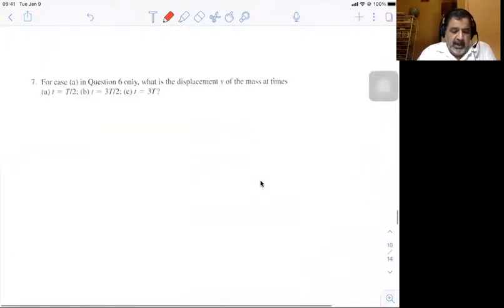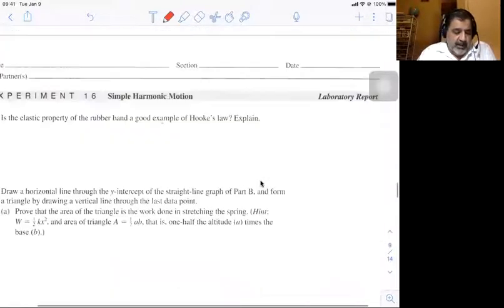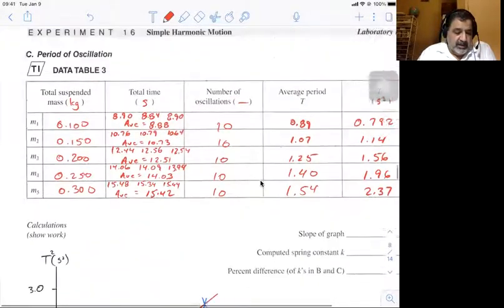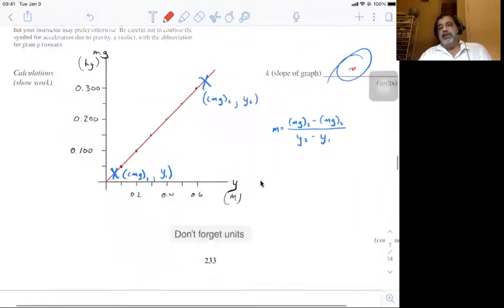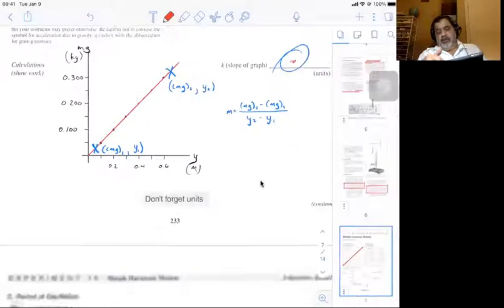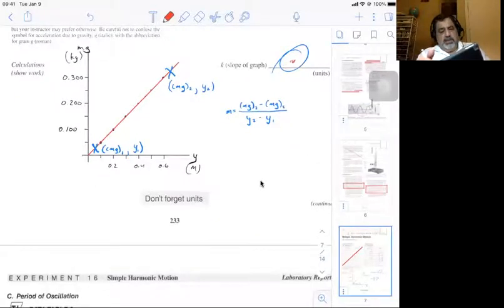Okay, I will run through parts B and C, give you the link for the PhET site that I want you to use, and you'll perform the experiment yourself virtually. All right.